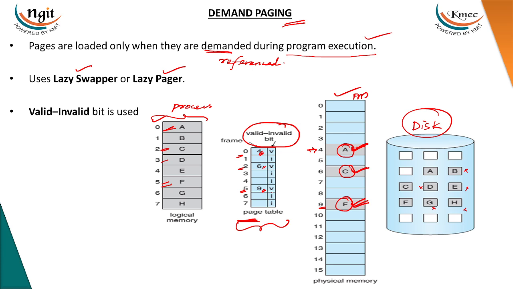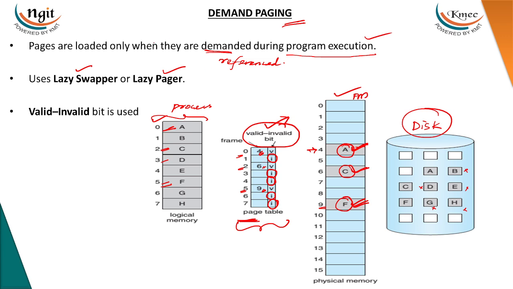Now, what is this particular I? These particular pages are not loaded in main memory. The valid-invalid bit says whether a page is present in main memory or not. Valid means the page is present in the main memory. Invalid means the page is not present in the main memory. So for that, we also add one more column to the page table, that is valid-invalid. From now onwards this column will be added to the page table.